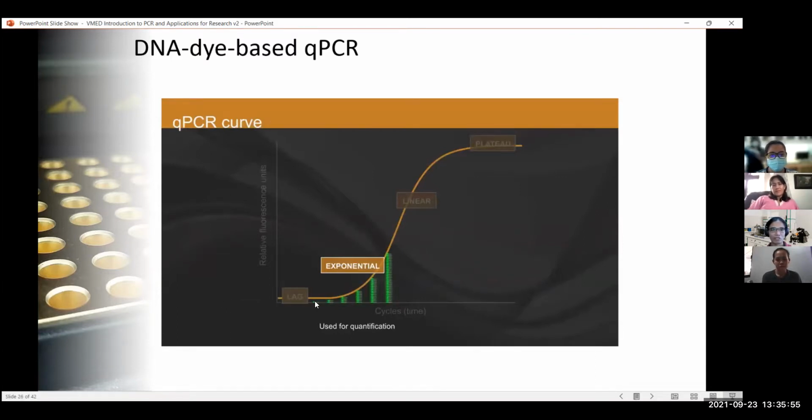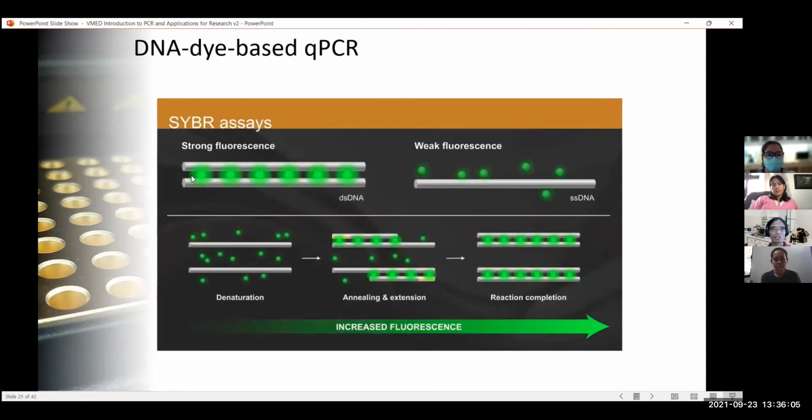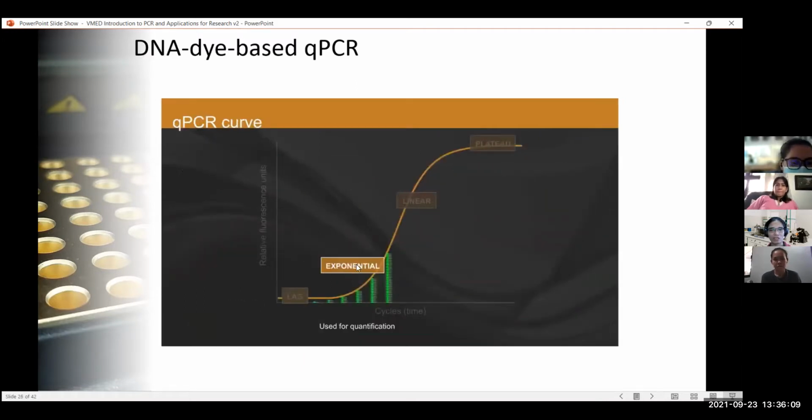On your first cycle, you only have a few copies. Then on the second cycle, you have 2, then 4, 8, 16, until you have millions of copies. Since the dyes bind to the double-stranded DNA, there will be more double-stranded DNA that the fluorescent DNA binding dye will bind to.